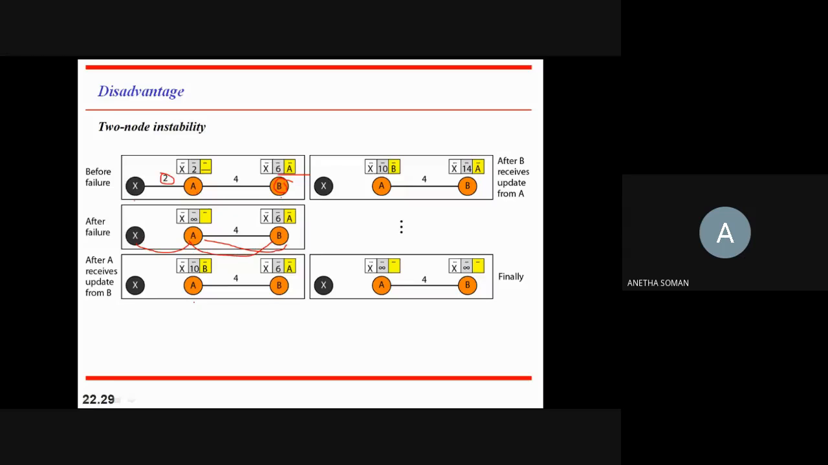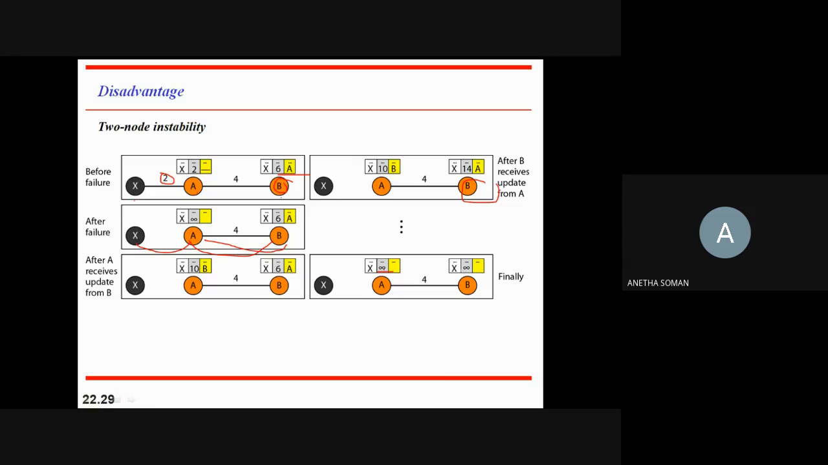Right? So you are receiving it based on the triggered update strategy. So what will A do? A will send its update to B again. Now B thinks that something has changed around A. Now what will B do? It will update its routing table. So this will go on until it reaches infinity.